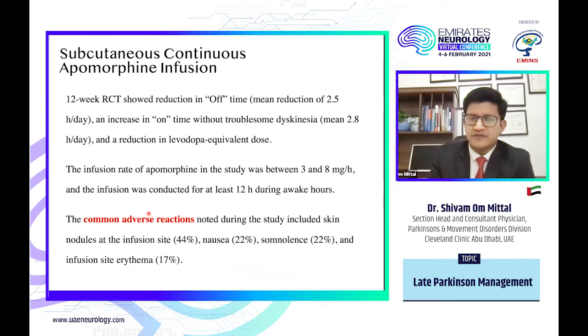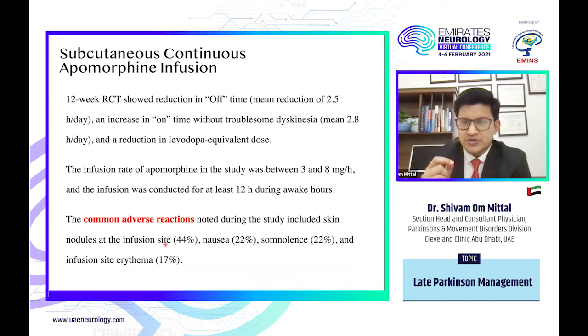The common adverse events you can see are mostly at the infusion site where you put the injection. You can develop nodules, you can develop some erythema. So that is something to observe and ask the patient to switch from one side to the other side or a different location to avoid skin induration. Nausea is a common side effect, but usually it goes away with time. Also, you have to treat the patients with domperidone for the first few days so that the nausea gets better.